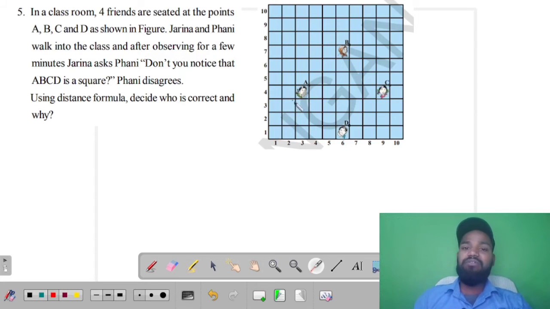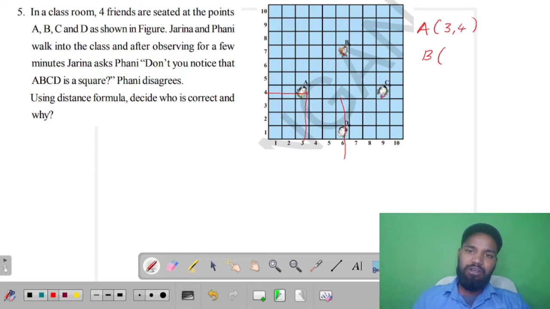So let us find their positions. First, I'm taking A, the person at position A. See, this one is third position and this is fourth. That is nothing but 3 comma 4. Yes or no? See, position of A is 3 comma 4. Next, B. Position of B is in the sixth column, fourth row, that is nothing but 6 comma 7. B equal to 6 comma 7.